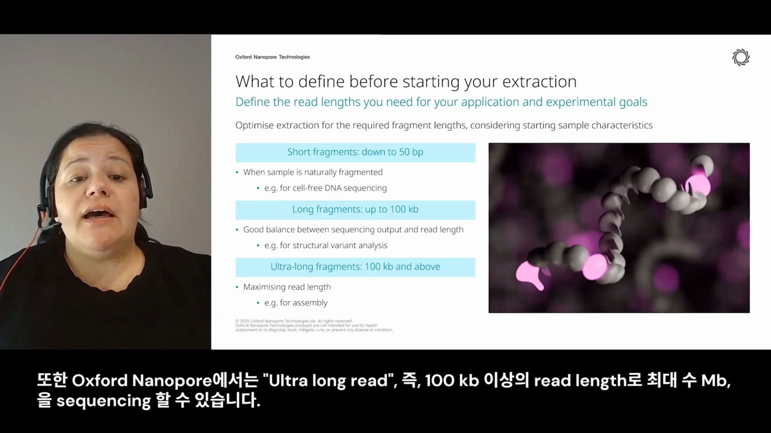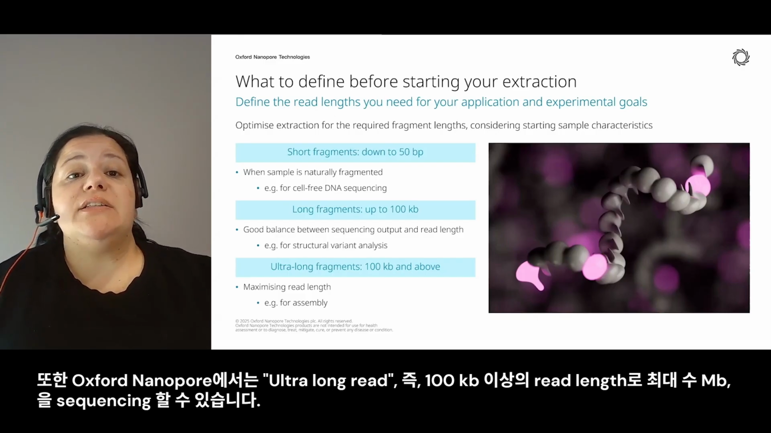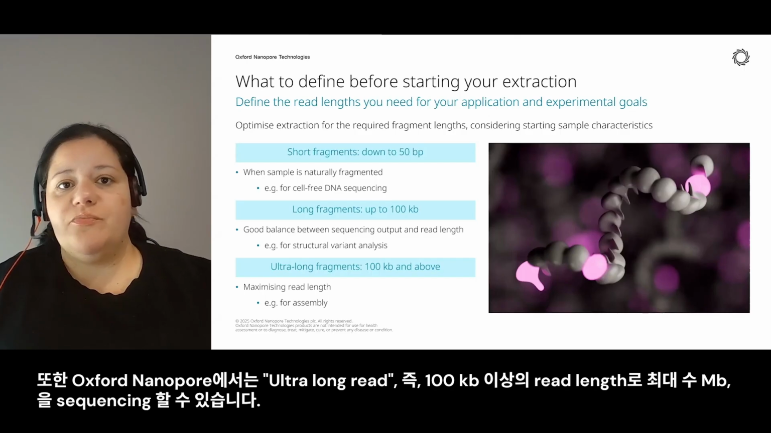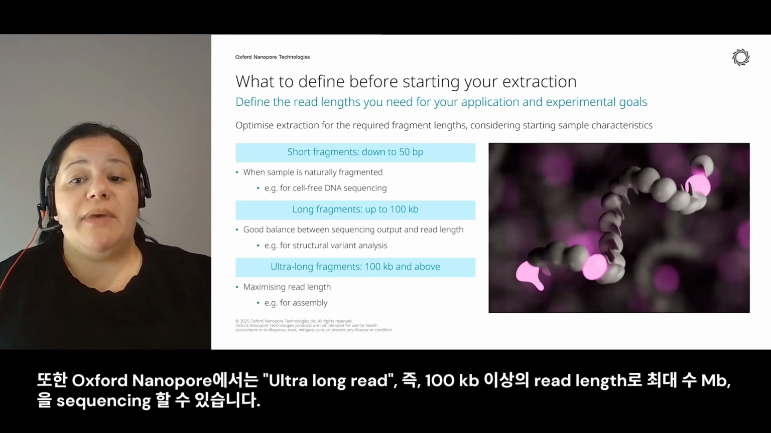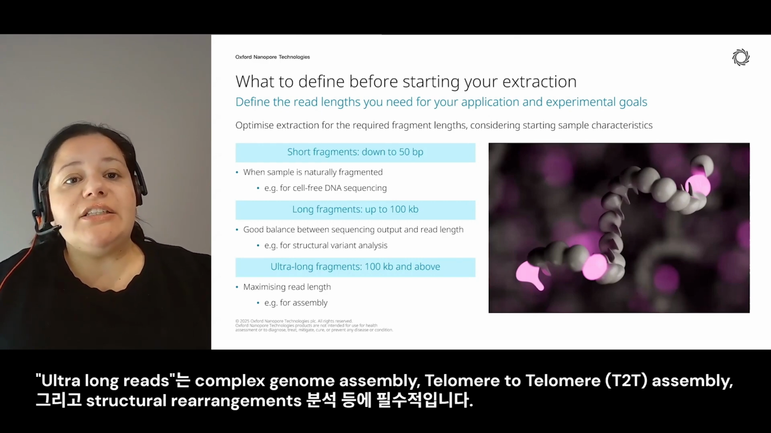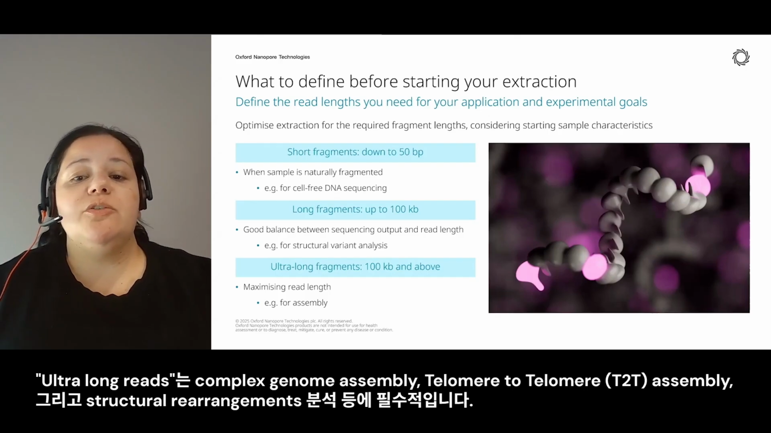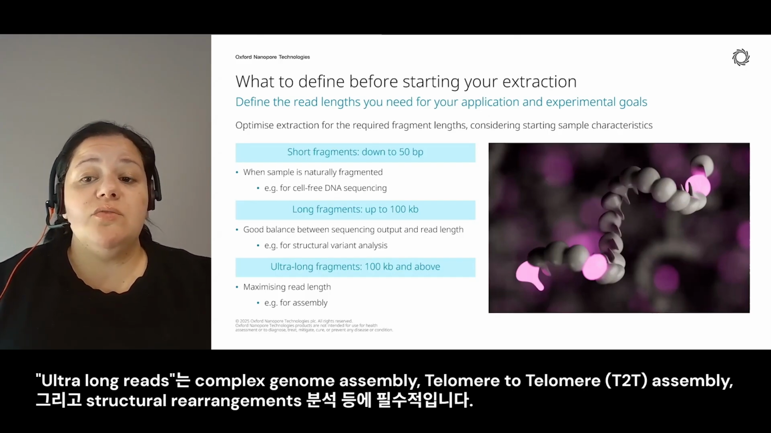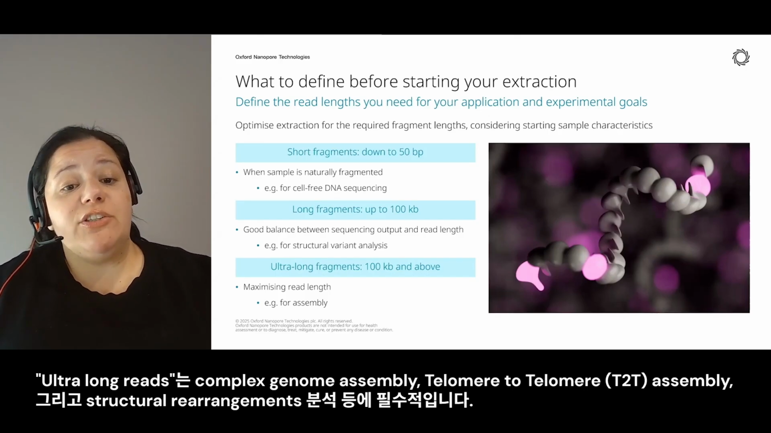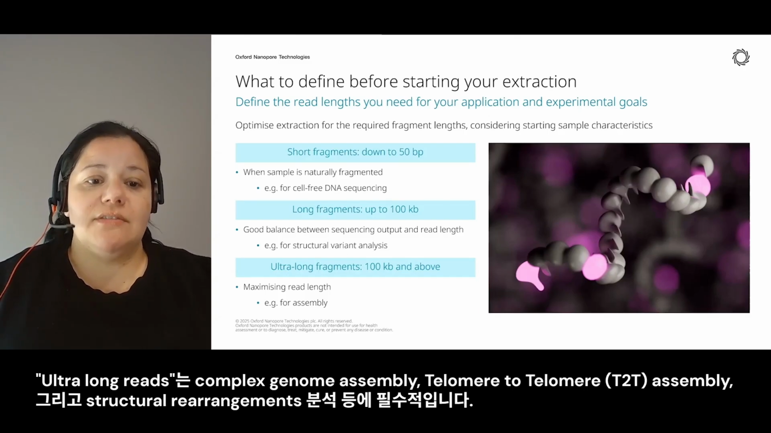And finally, Oxford Nanopore sequencing can sequence ultra-long fragments, so fragments over 100 kb, all the way up to megabase in length. For applications such as assembling complex genomes, generating telomere to telomere assemblies, and resolving really complex structural rearrangements, ultra-long reads are key.